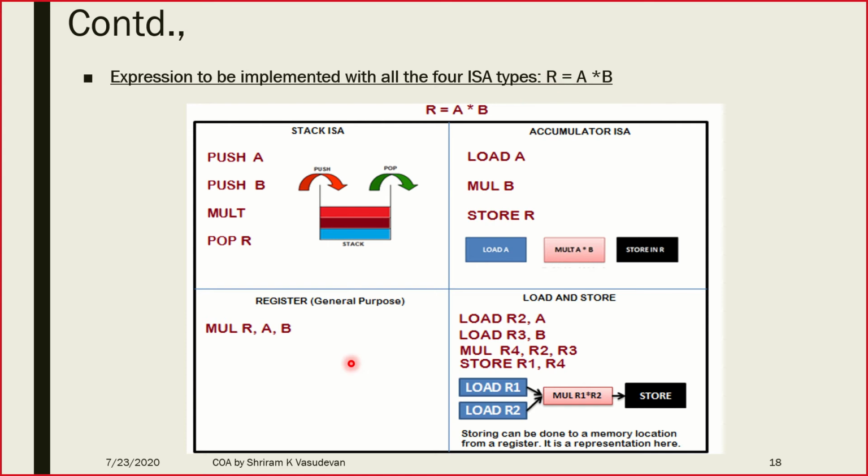Now when you go with general purpose operation, it is very easy. Mul R comma A comma B. Now the content in A and B can be multiplied and given into R. All these are general purpose registers, so it is pretty easy for us to operate.